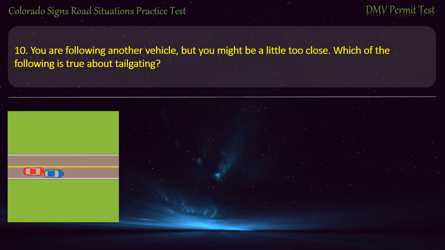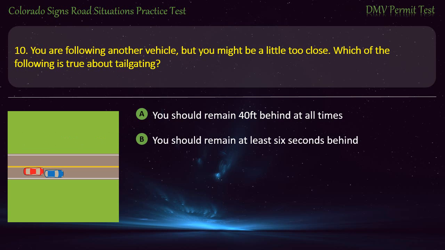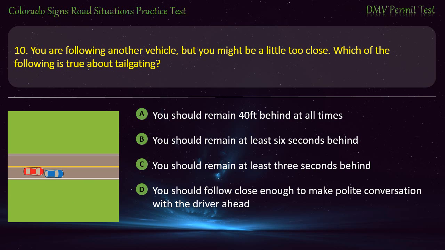Question 10. You are following another vehicle, but you might be a little too close. Which of the following is true about tailgating? You should remain 40 feet behind at all times. You should remain at least 6 seconds behind. You should remain at least 3 seconds behind. You should follow close enough to make polite conversation with the driver ahead. Answer. You should remain at least 3 seconds behind.